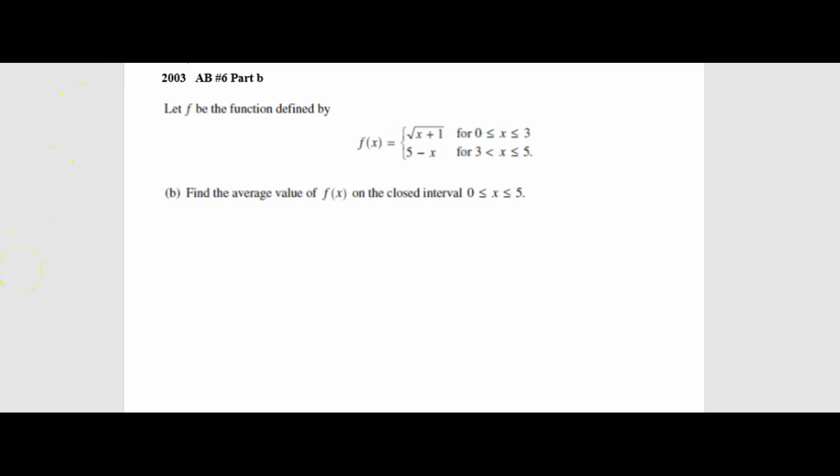Okay, so the first thing we need to check is that the function is continuous on the interval 0 to 5. Usually that may be trivial, but here it's a piecewise function, so we've got to go through our three-part definition of continuity where the function is broken up, namely x is equal to 3. They're testing multiple things in this question: your understanding of continuity, and your understanding of average value.